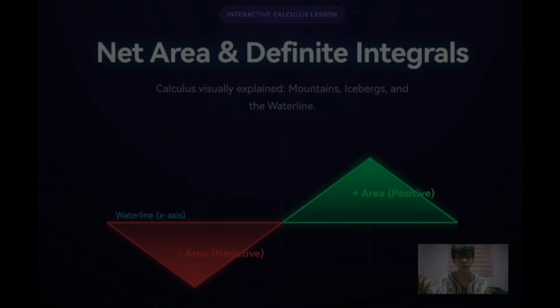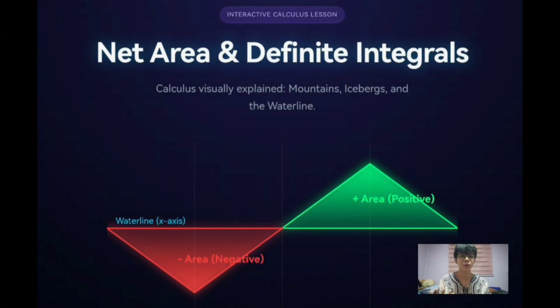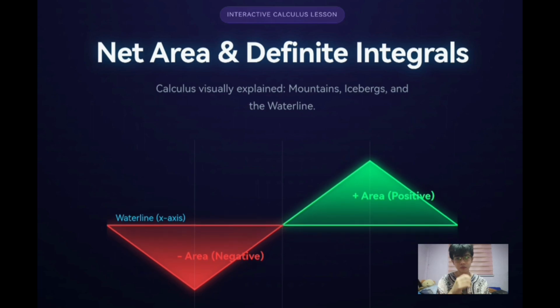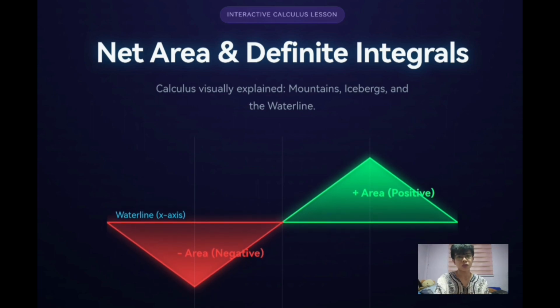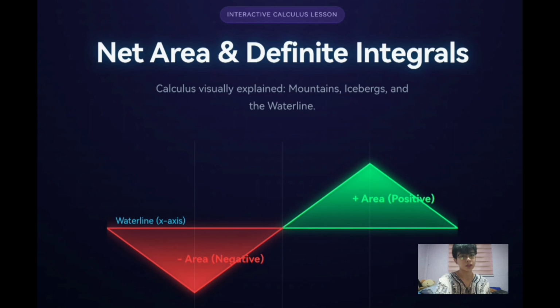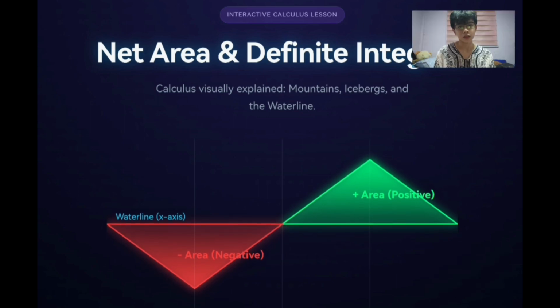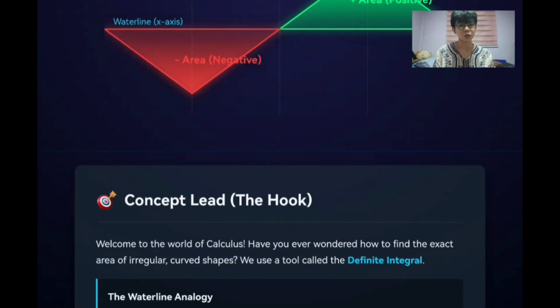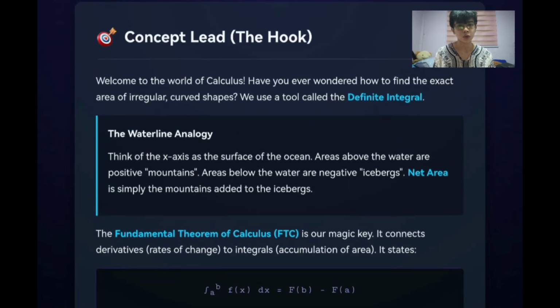So today we're going to cover net area and the fundamental theorem of calculus. So let's get into it. Think of calculus like looking at the coastline. The x-axis is your water line, and anything sticking above the water is like a mountain. So we count that as positive area. Anything dipping below the water is like an iceberg. We count that as the negative area.